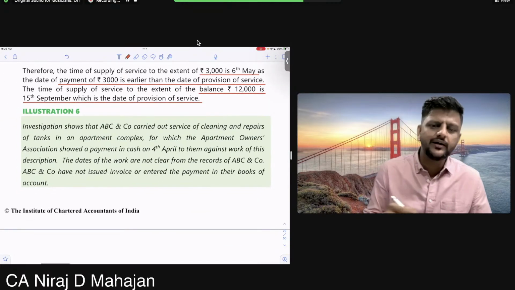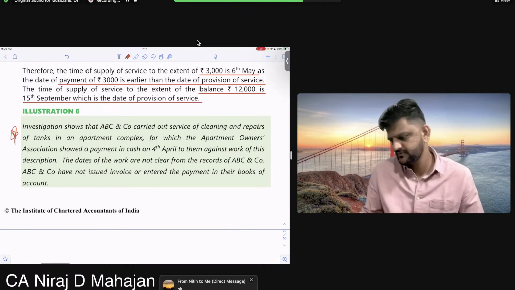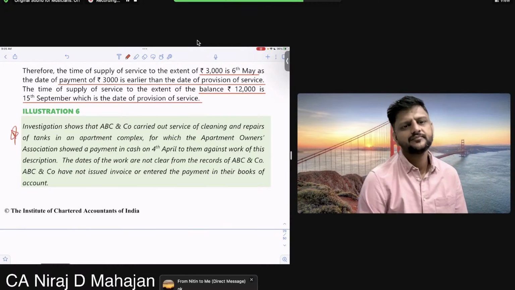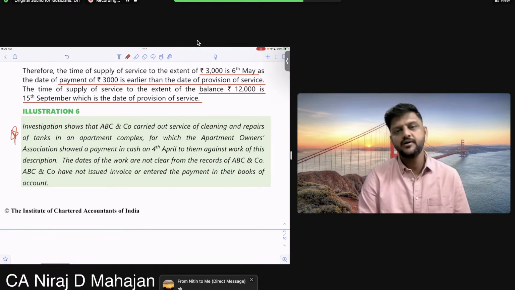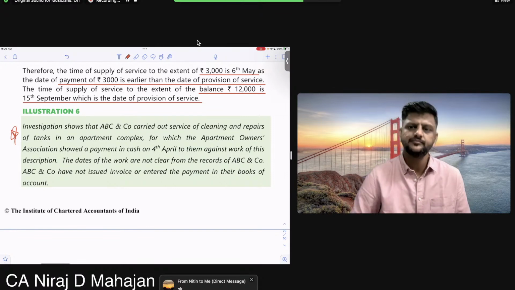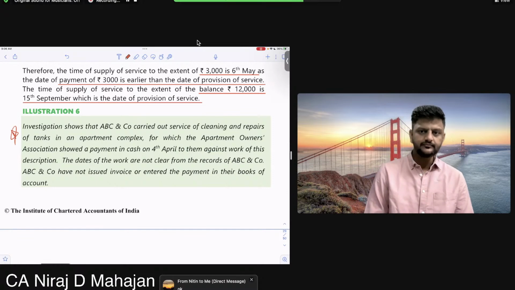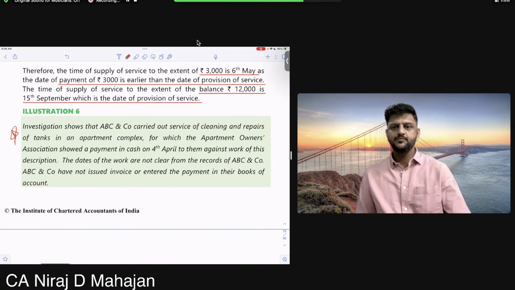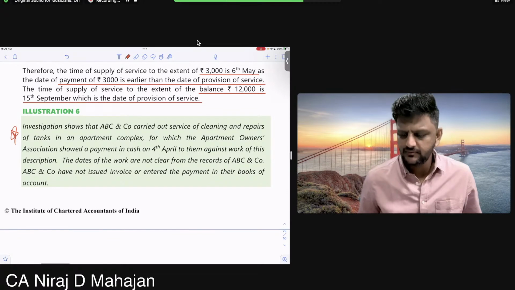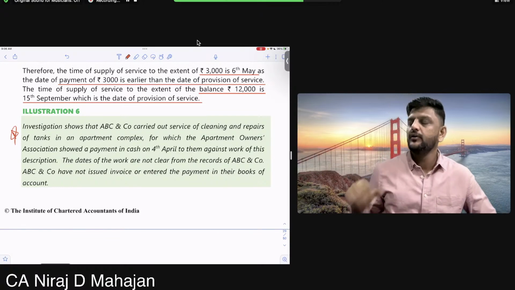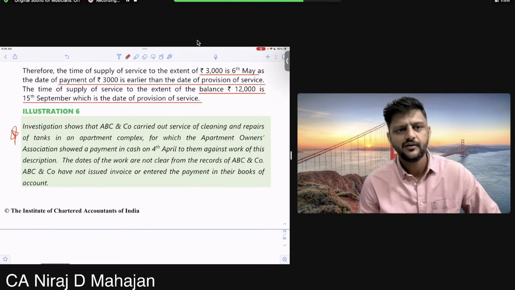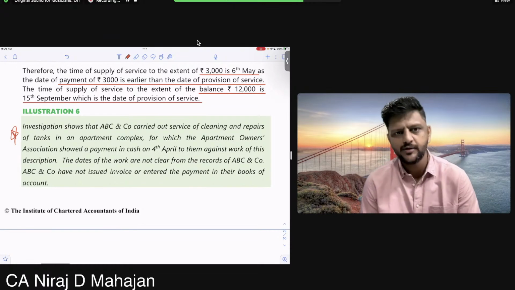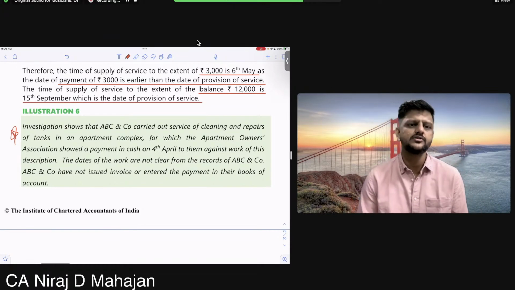Investigation shows that. Look at this example again. This is a time pass example. Now, what do you mean by investigation? That means obviously the department is raiding the premises. Raid. Something is a problem, clarity is not there, or the documents are not there. The taxpayer is not genuine. So there is an investigation.